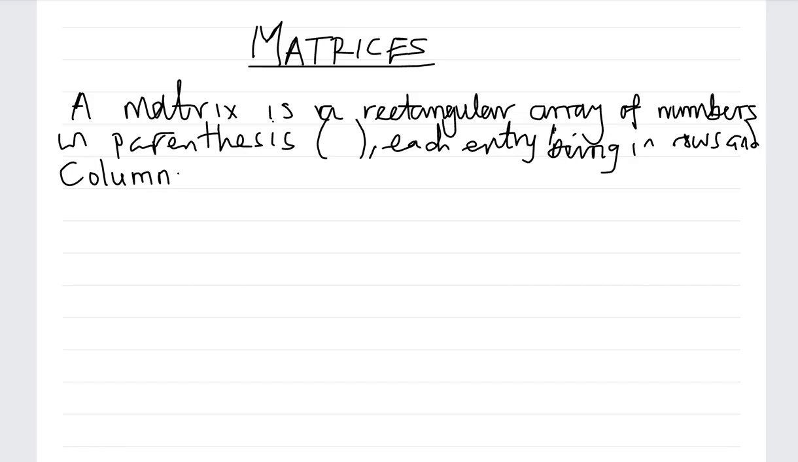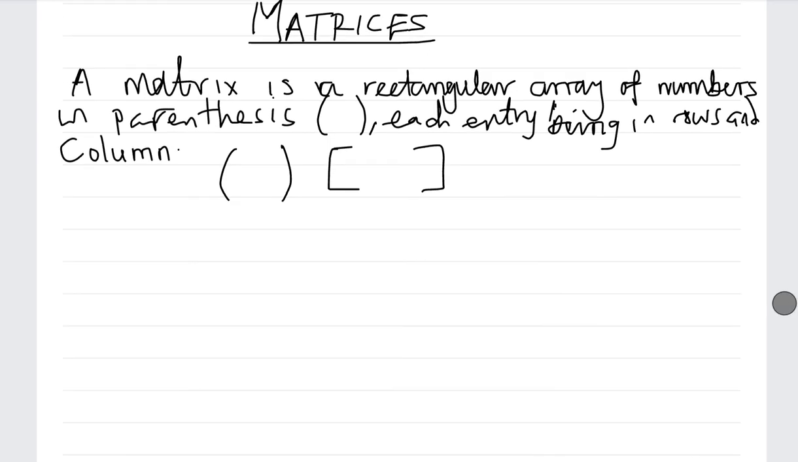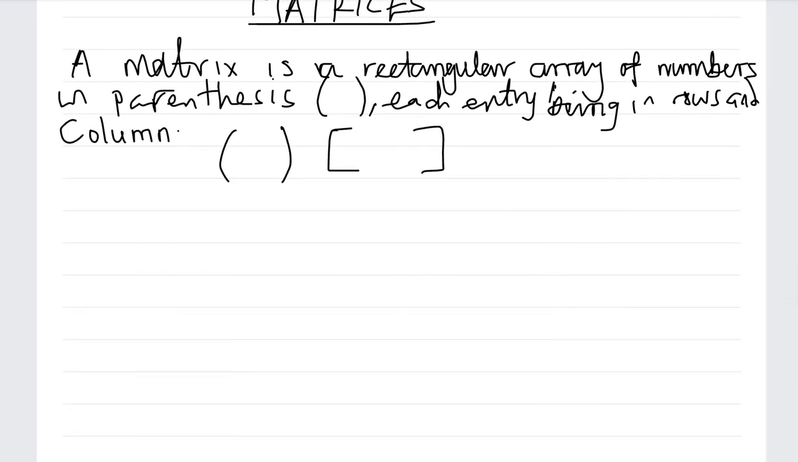So this is what we call parentheses. This bracket that you know is what we call parentheses, or in a square bracket. This is a square bracket. I get what I'm saying now. So that is the first thing you need to know about matrix.